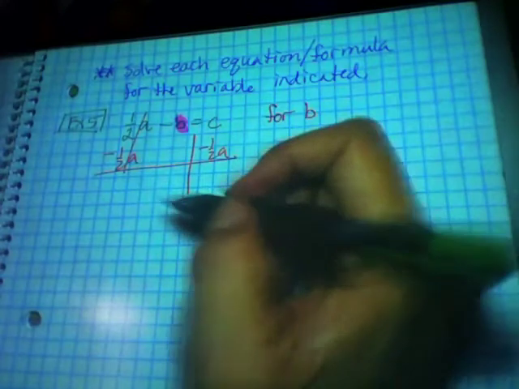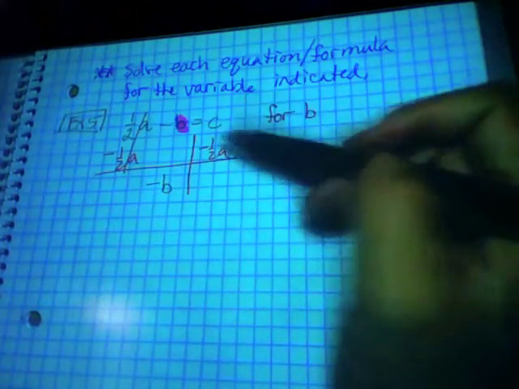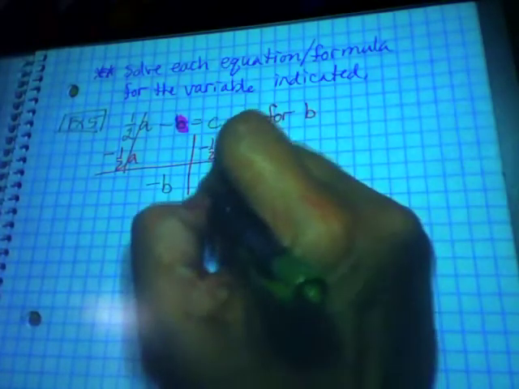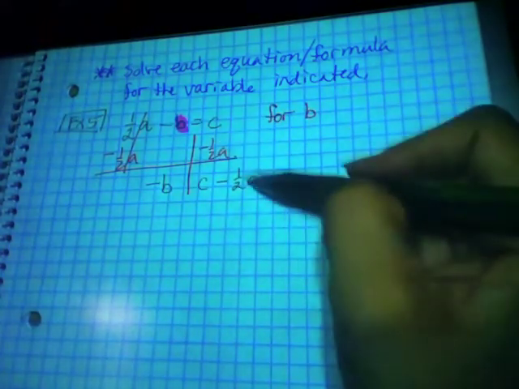What do I actually have left on the left? I do have a negative B. The negative has to stay with that B. And on the right, these are not like terms. Can't combine them. So I've got C minus 1/2 A, because the negative belongs to the 1/2 A.